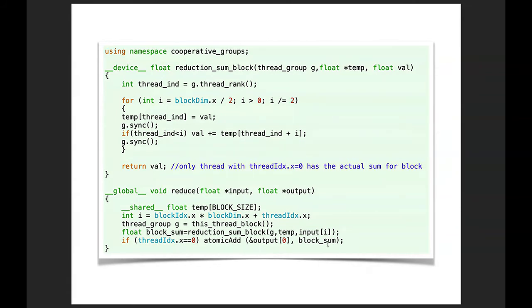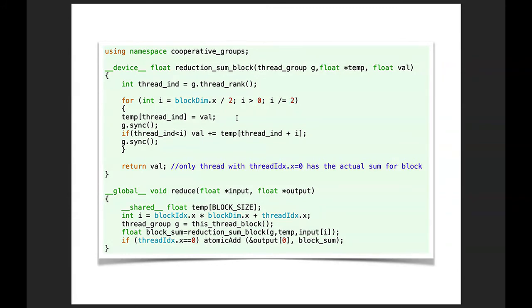So what do I do? Here's my kernel. It's largely unchanged from before, except that here I define a thread group G, which will correspond to this thread block. So G means the block that the thread is in. And then I call a new function called reduction sum block, which has an additional argument. Here I'm actually passing the object, I'm passing the block. But other than that, things are unchanged. So reduction sum block runs. Each thread computes block sum, and then the thread with ID 0 has the partial answer, which is then atomically added.